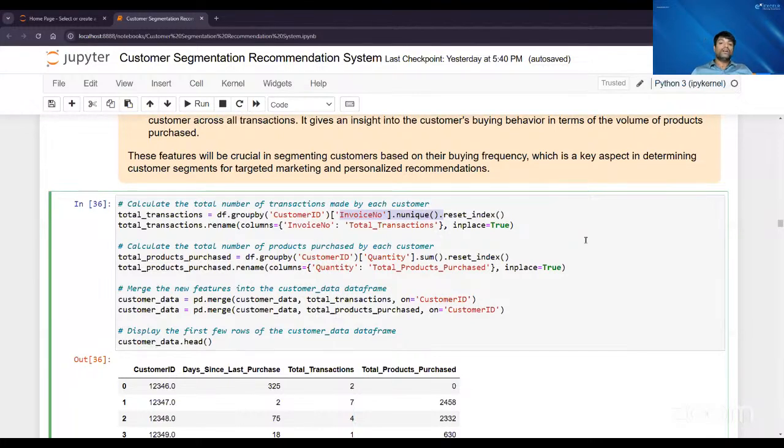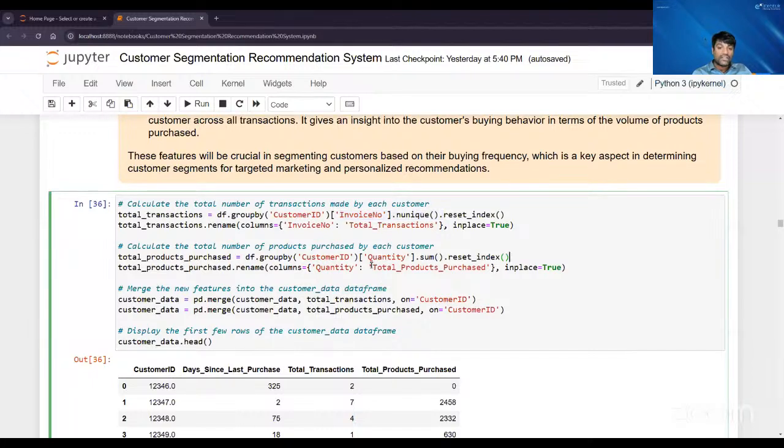So you cannot count it as 5 transactions. You can count it as one transaction, right? He has ordered 5 products. We are counting the number of transactions. It's not the number of products we are counting. We are counting the number of transactions.